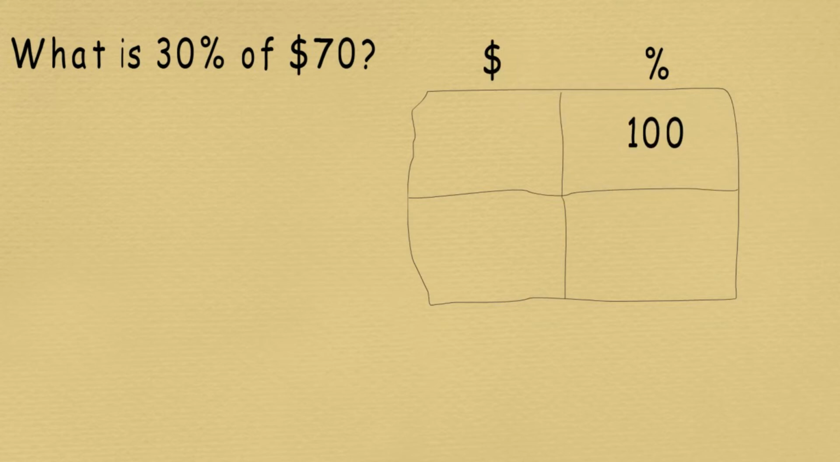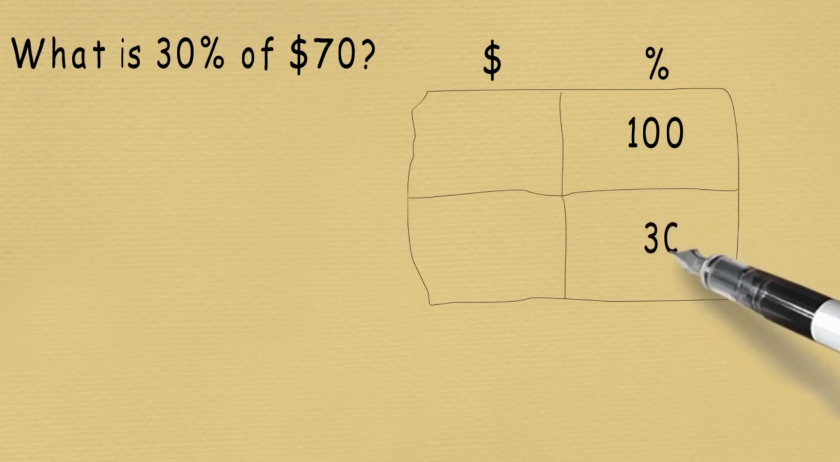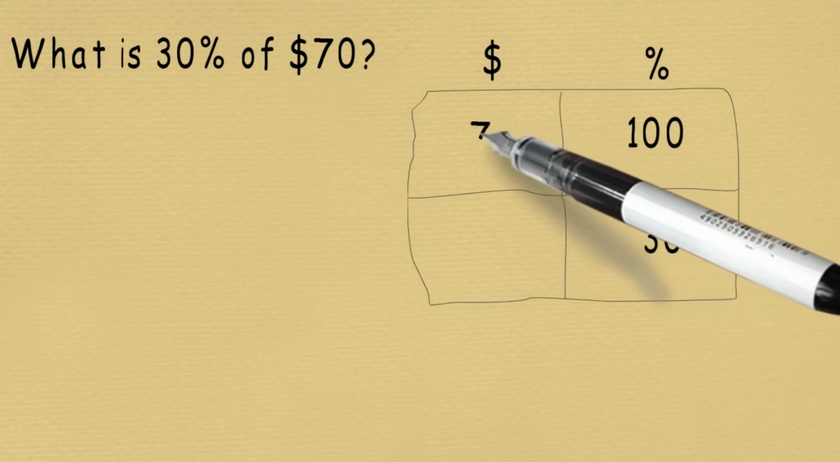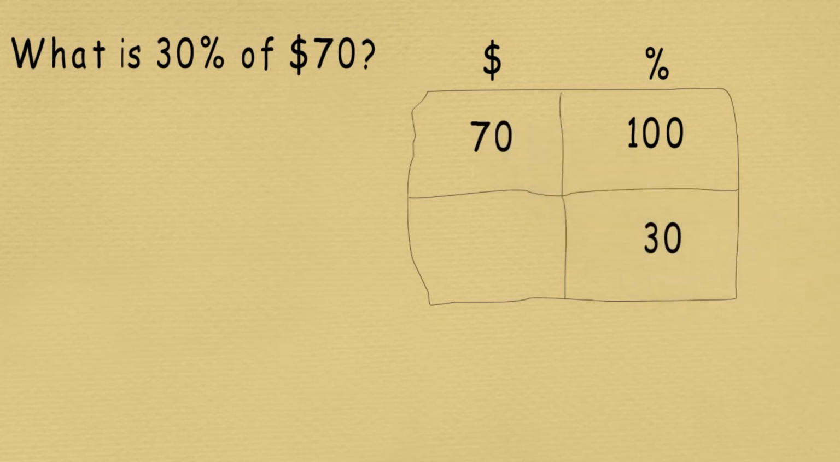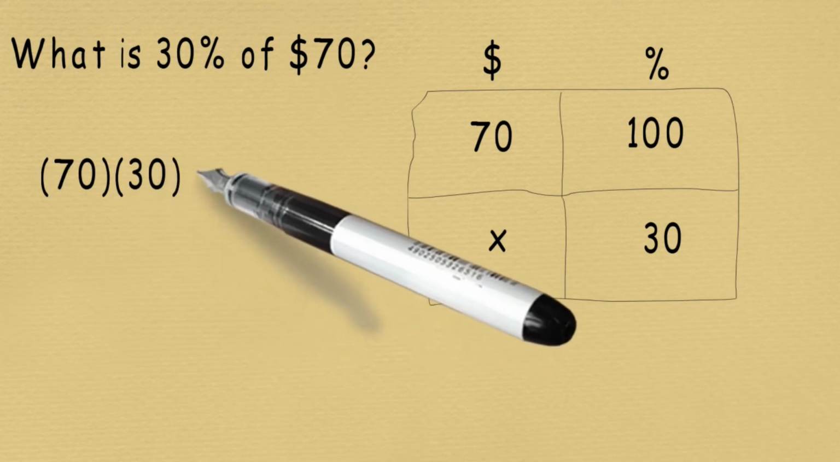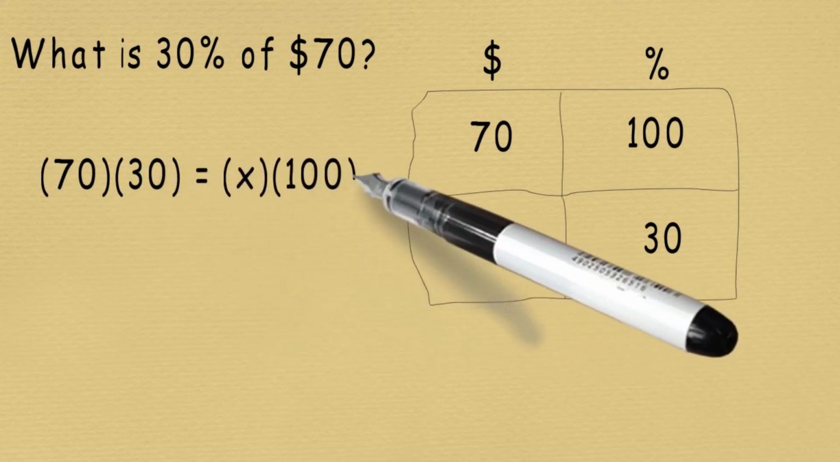So the number 30 goes in the column for percentages only. And the number $70, which represents everything, goes next to the number 100. And right underneath the number 70, because it's the unknown, we write x. And we cross multiply those quantities inside the window box. So we have 70 times 30 equals x times 100.